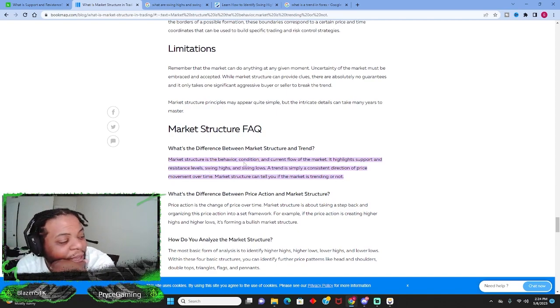Market structure is the behavior, condition, and current flow of the market. It highlights support and resistance levels, swing highs, and swing lows. A trend is simply a consistent direction of price movement over time. Market structure can tell you if the market is trending or not. So they're basically saying market structure is a whole circle of all these things. In order for you to find market structure, you got to know support and resistance levels, swing highs, swing lows, and the direction of price, which is the trends.